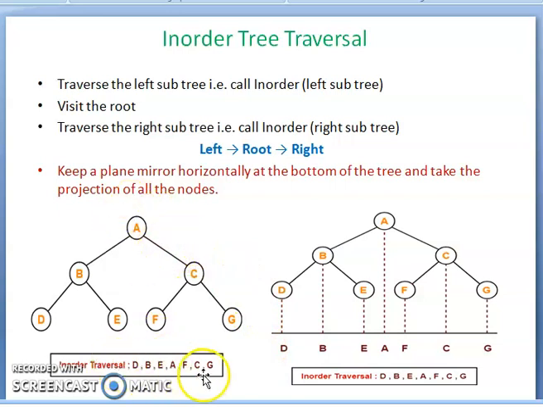This is the in-order. So again, the simple technique to traverse the in-order is to keep a plane mirror horizontally. We already discussed this in binary search tree. For a binary search tree, the in-order is always in ascending, increasing order. So you keep a plane mirror horizontally.